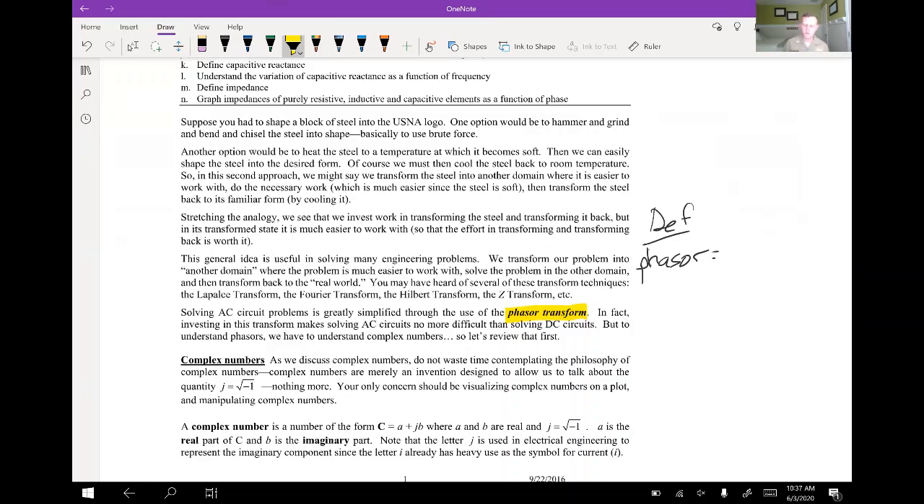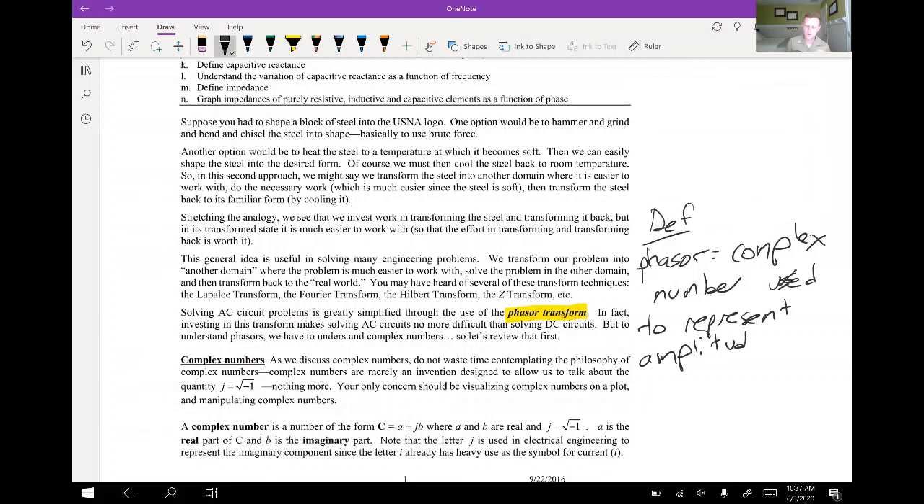So the definition of a phasor is: a complex number used to represent the amplitude, which is that peak, and phase, which is that angle, of a sinusoidal voltage or current.